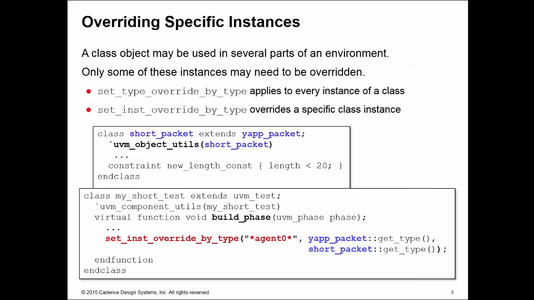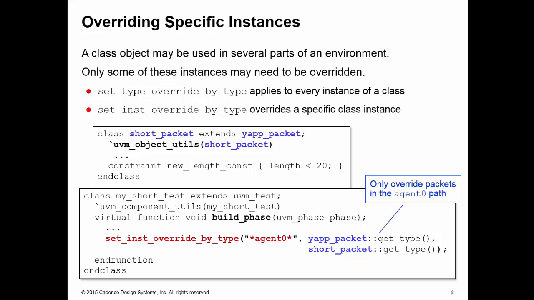Now, type override by type is global, and this applies to every instance of a class in the hierarchy. But you may only want to do a type override in a certain part of the hierarchy, not everywhere. So there's a variation of type override by type called the instance override by type. And this allows you to specify a hierarchy where the type overrides will apply.